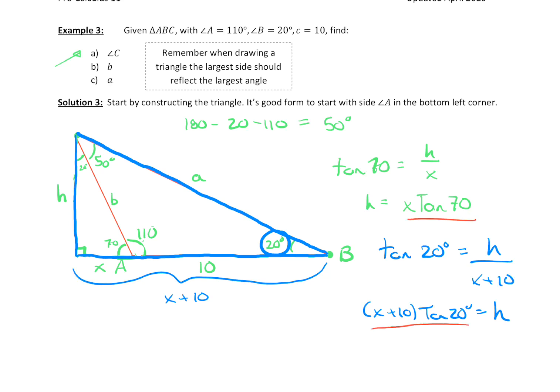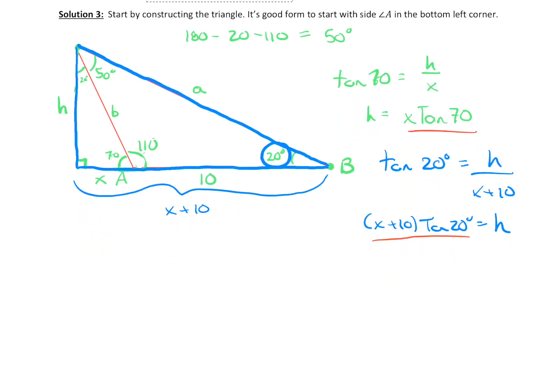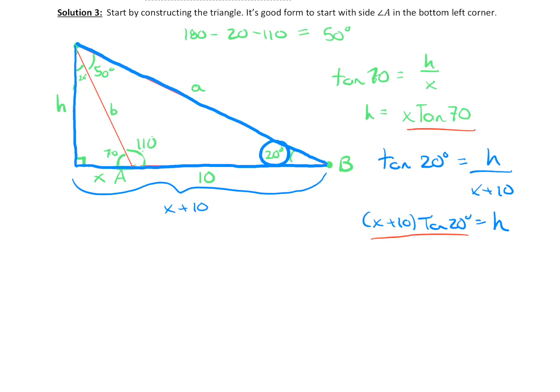So what can you do? You can set them equal to one another. So we have x tan 70 is equal to x plus 10 tan 20. Now, remember that tan 70 and tan 20 are numbers, decimal numbers, but don't convert them yet. You end up having to carry around a lot of extra decimal points. Just keep them as they are until you're ready to calculate.